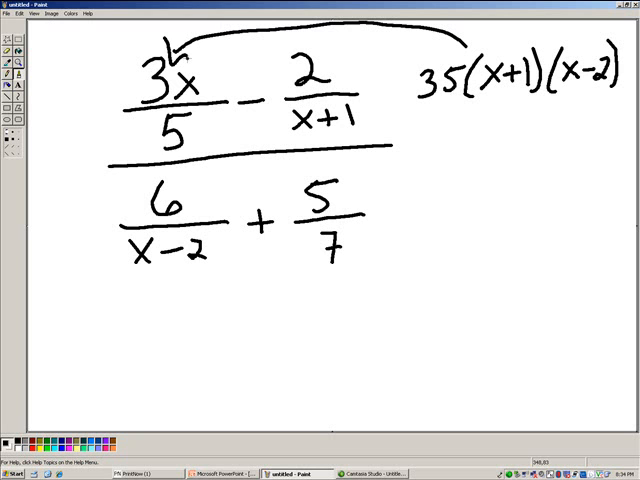If, however, instead of a 5 there we had one of the other denominators with that variable in it, for instance x minus 2, then when we distribute, that x minus 2 is going to cancel, and you're just going to get the 3x times the x plus 1, which is going to be just fine, because then you'll get a squared, and you know how to handle squared equations. You can factor those down and work it from there.